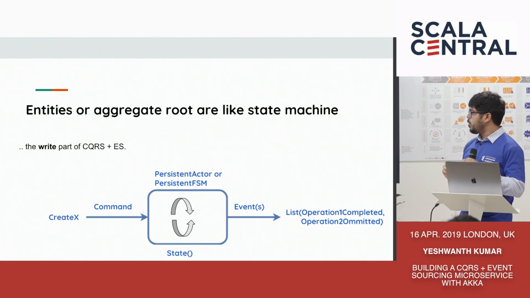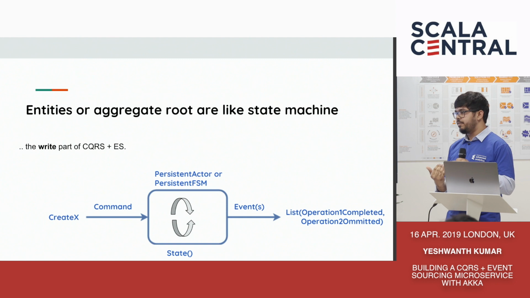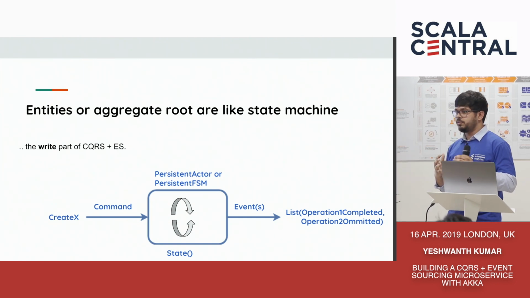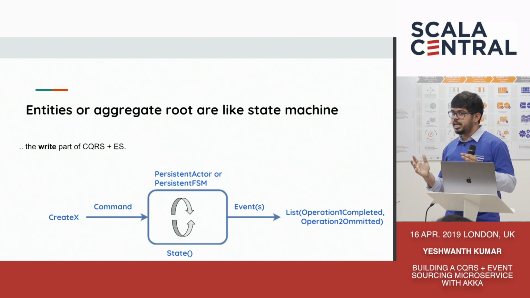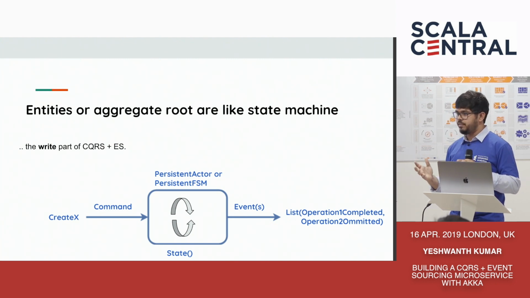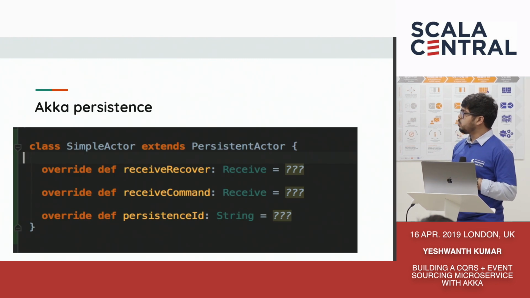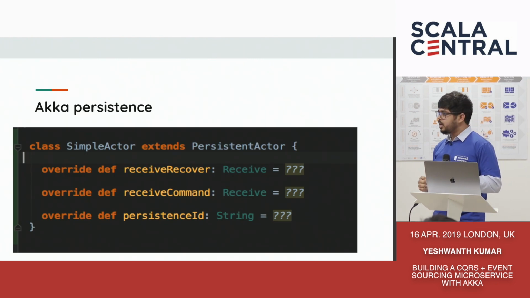But over here, how are you actually going to store these events? You need to persist them in some database, right? Because this becomes the actual source of truth. If you lose this, you lose all the data that you have about your users and everything else, right? So that's where Akka gives you a persistence layer.